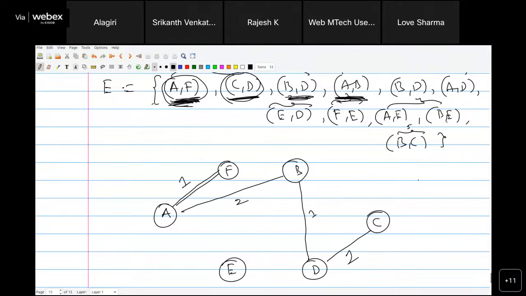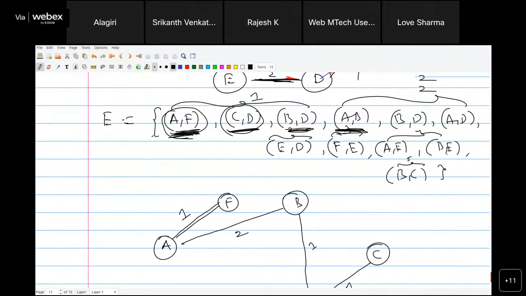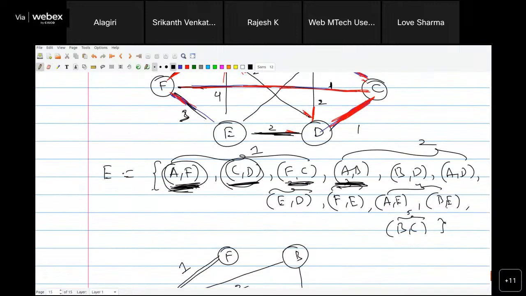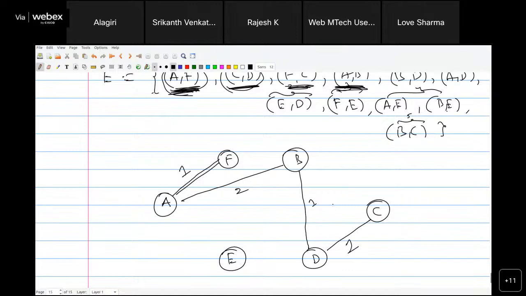So now he will look at the next edge. Why did BD come again? What is this? Sorry, FC, right? This is FC. So FC weight is 1. Okay. So here it didn't create a cycle.